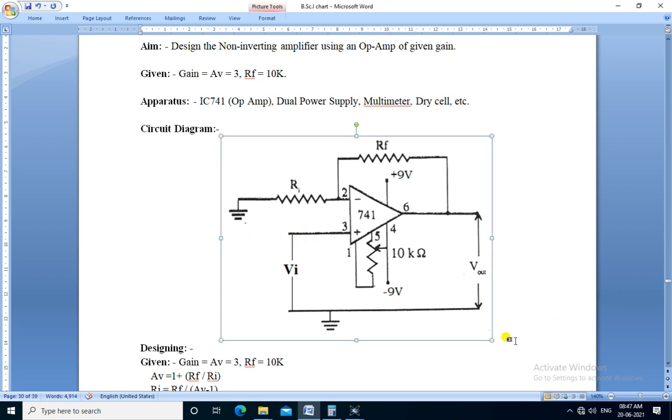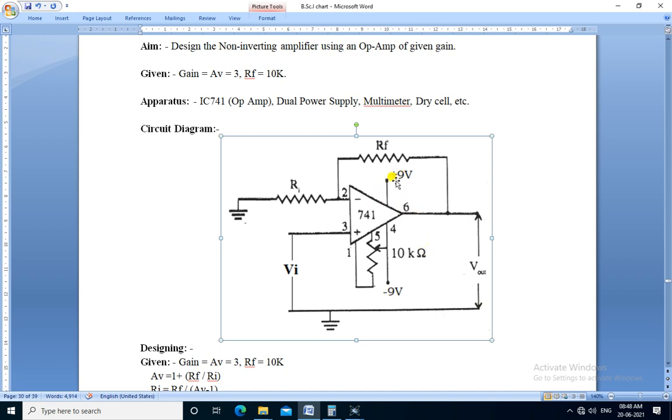This is the diagram of non-inverting op-amp. Here IC 741 is used as op-amp IC. The input is given to pin number 3, that is the non-inverting terminal. The inverting terminal is grounded through the input resistance Ri. The feedback resistor is connected between the inverting input and output. The output voltage is taken between pin number 6 and ground.